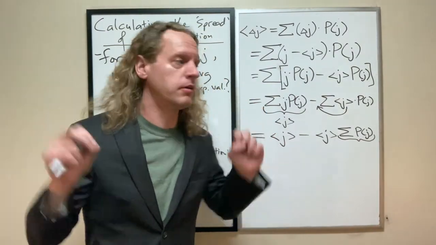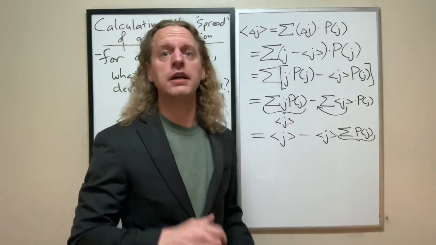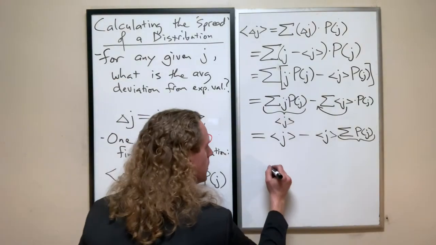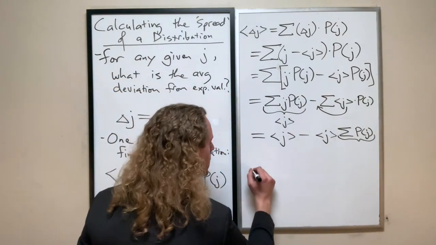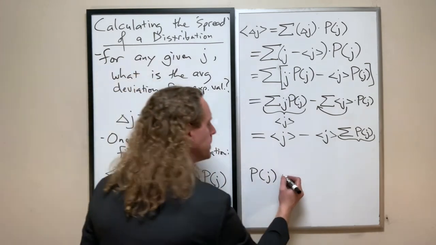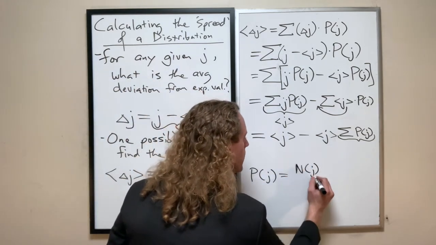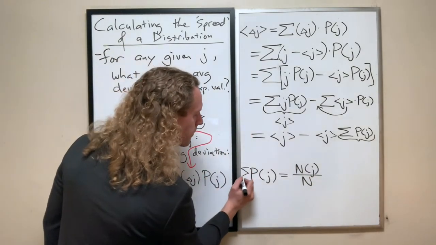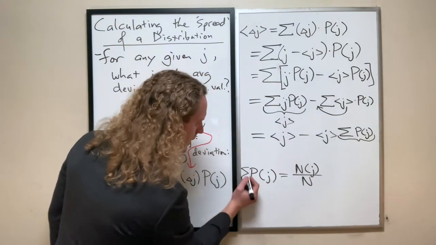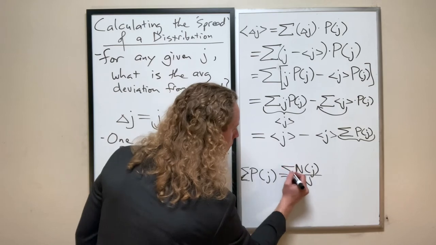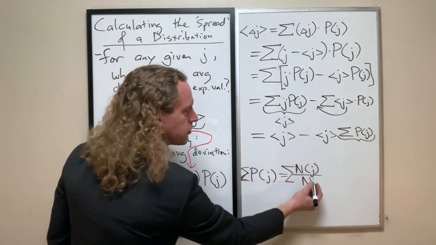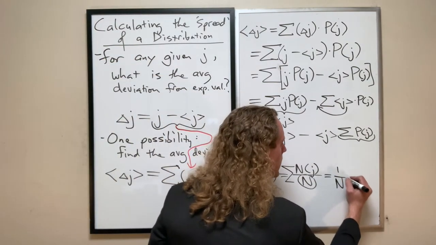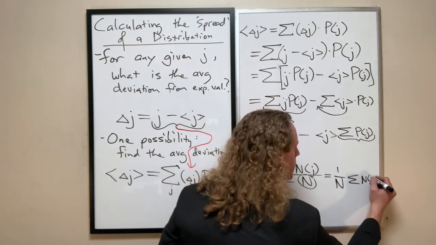This is called normalization. But I want you to directly see why this equals what it equals. So I'm just going to write it down here, and then I'm going to erase it. Oh, by the way, remember we had defined P of J to be N of J over N. So if I sum all of this, remember, that's a constant, so I can pull that out: 1 over N times the sum of all N j's.